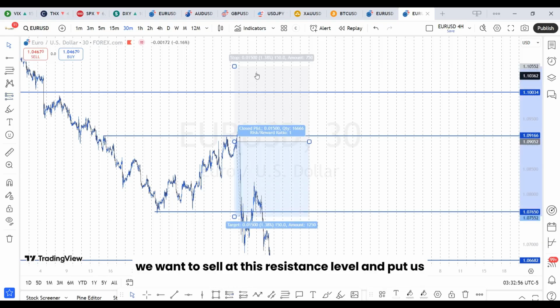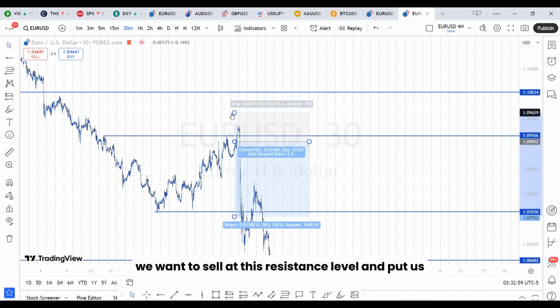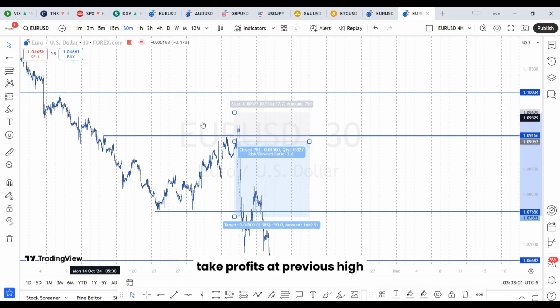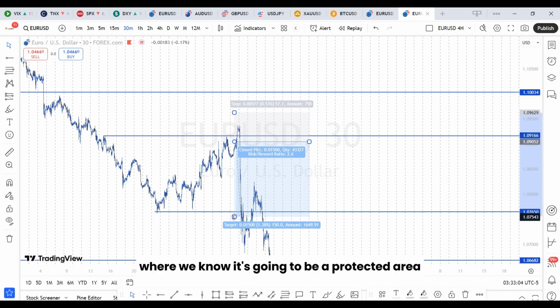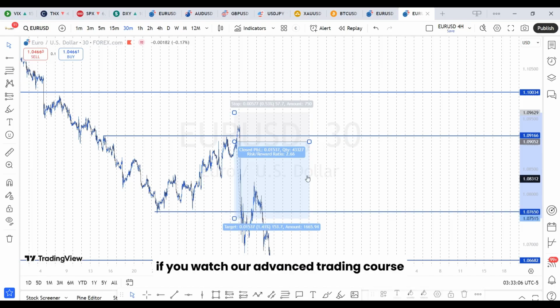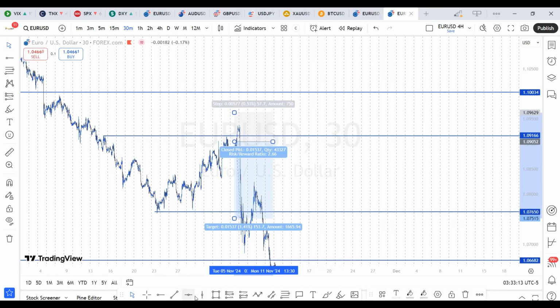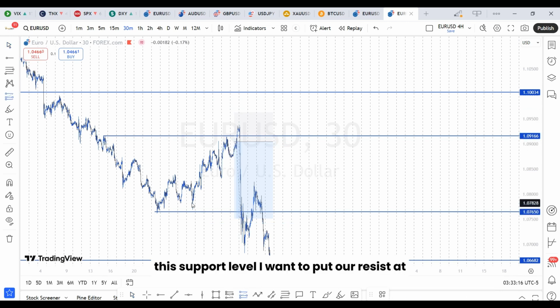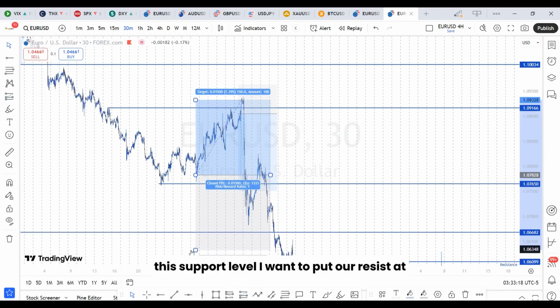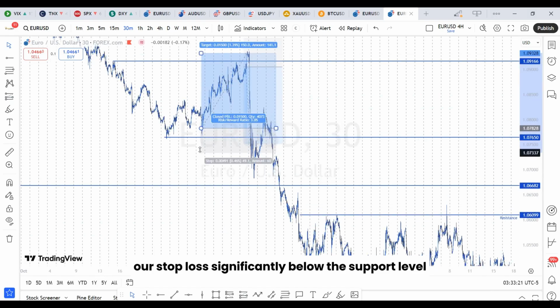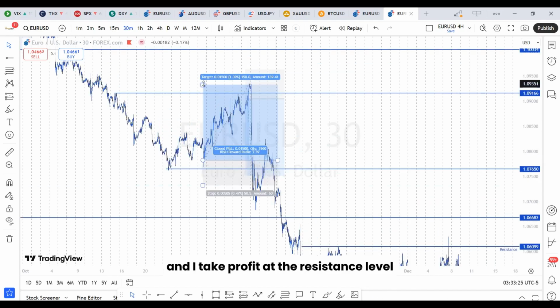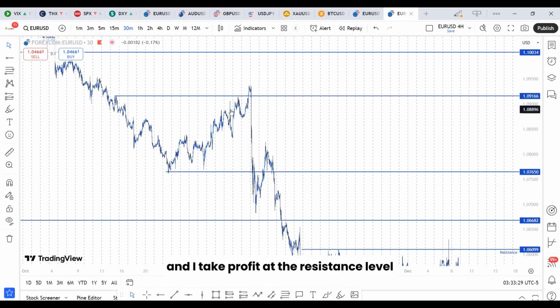We want to sell at this resistance level and put our take profits at previous high, where we know it's going to be a protected area. If you watch our advanced trading course, you will learn about protected area, and our take profit at the next support level. Just the same way, we want to buy at this support level and want to put our stop loss significantly below the support level and our take profit at the resistance level.